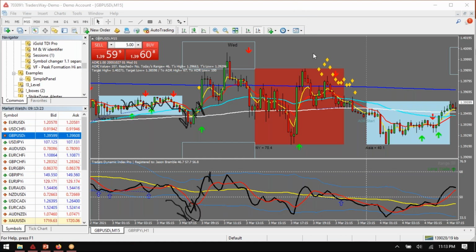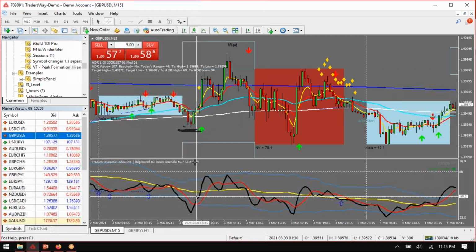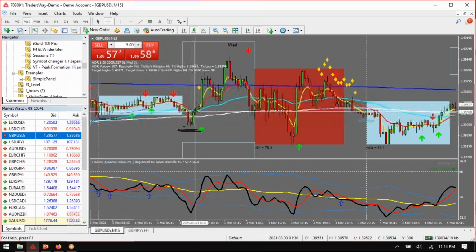So let me erase this. Stop loss goes below the low of the day. How many points was this trade for? If you took this trade on this cross right here, it lines up right here. You would have taken the buy position 2 hours into the market, and this trade paid out 50 points. That's what I'm talking about.